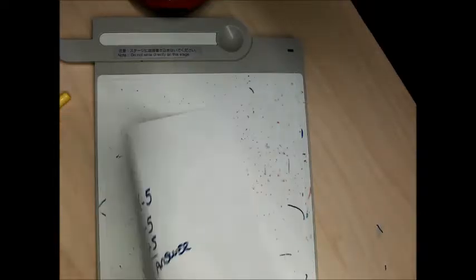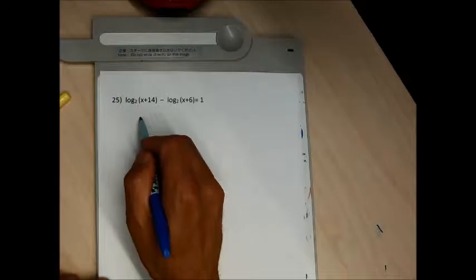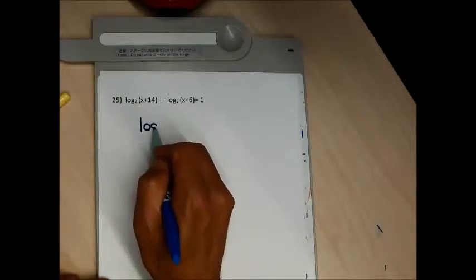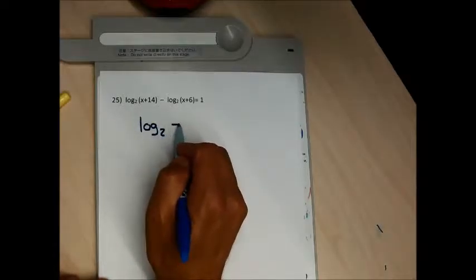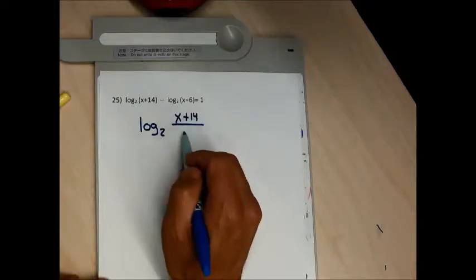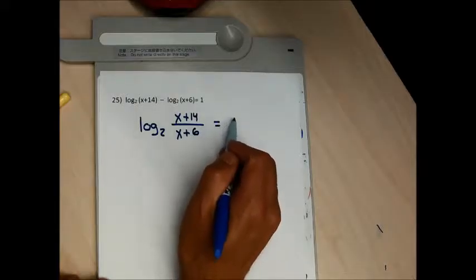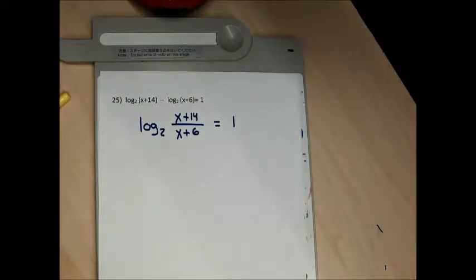Next problem I'll check because it's a little bit trickier problem. So on 25, I need to get the problem written with one logarithm, and I'm going to use the rule that says if two logarithms have the same base and they're separated by a minus sign, you can make those two logarithms into one logarithm by forming a fraction. So I use the minus to divide rule to make the two logarithms into one.